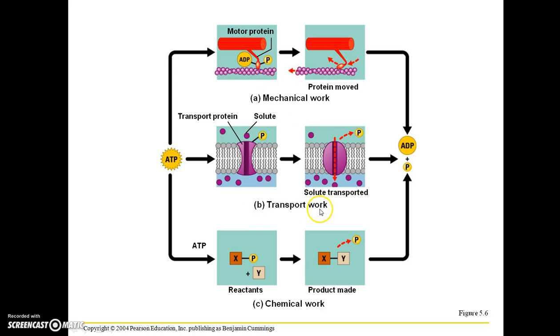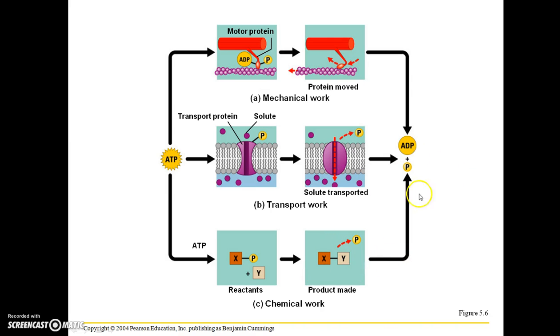There's transport work, so for example, if you have a large molecule, a solute, within the cell and then in the extracellular space, you're going to need a phosphate group from ATP in order to make this transport protein that's spanning the phospholipid bilayer change shape and move one of those solute molecules into the cell. And then you have chemical work as well, so this can be used for all sorts of chemical reactions.